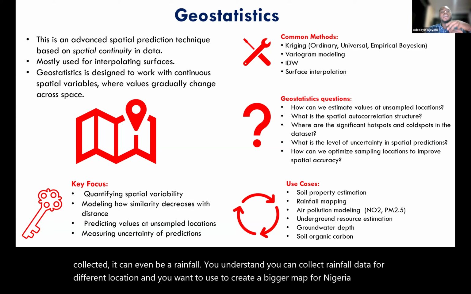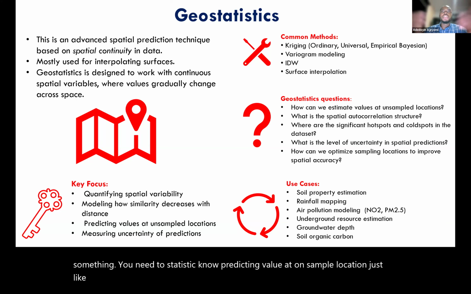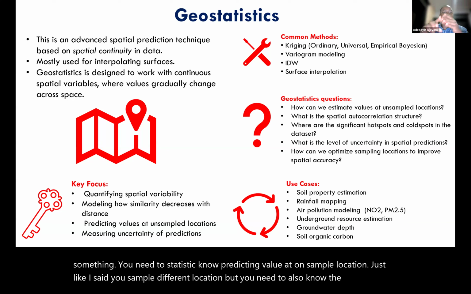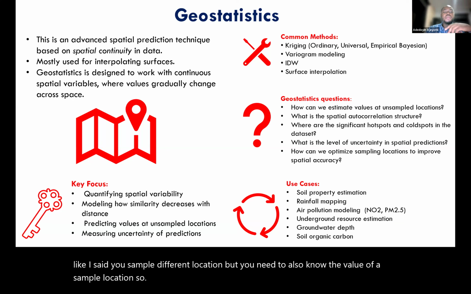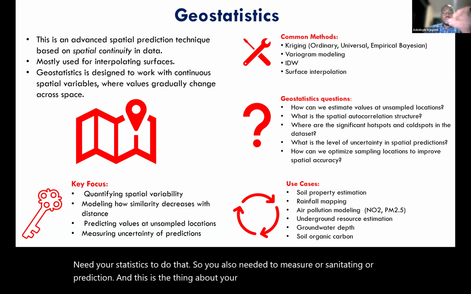You need your geostatistics for predicting value at unsampled locations. Just like I said, you sample different locations, but you also need to know the value at the unsampled location. So you need your geostatistics to do that. You also need it to measure uncertainty or the certainty of prediction. And this is the thing about geostatistics: it doesn't just predict those locations, it also shows you the error.